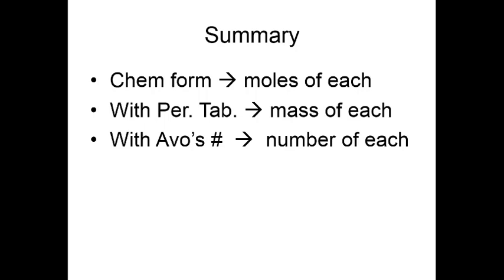Combining this with the molar mass of an element from the periodic table, we can find the mass of each element in a mole of compound. Multiplying the moles times Avogadro's number, we can find the number of individual atoms or ions of each element in a mole of compound.